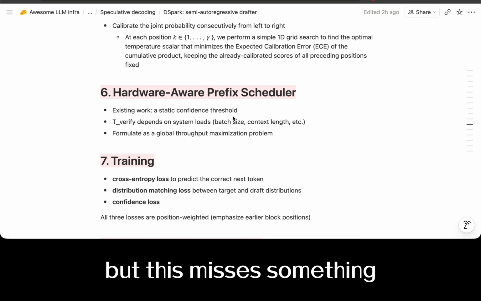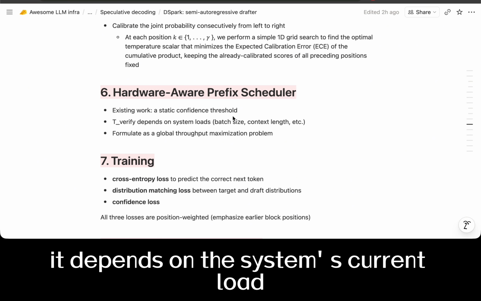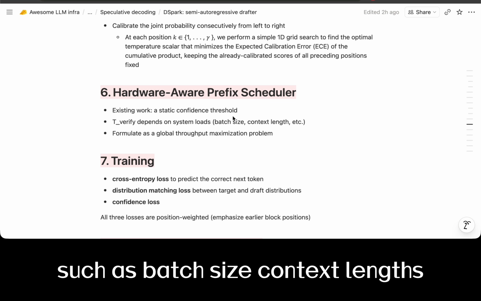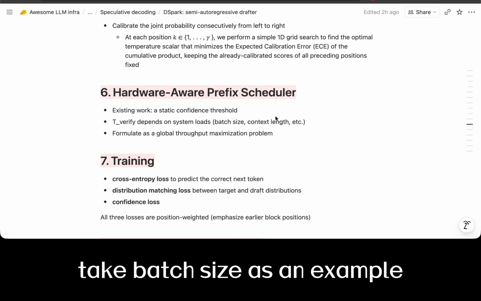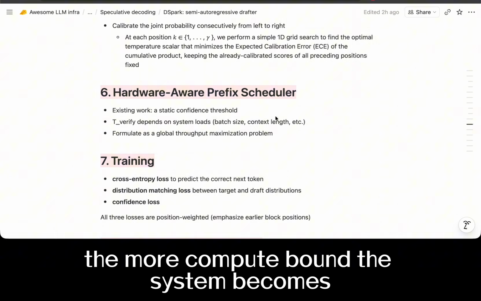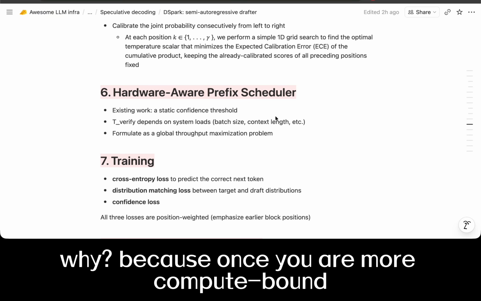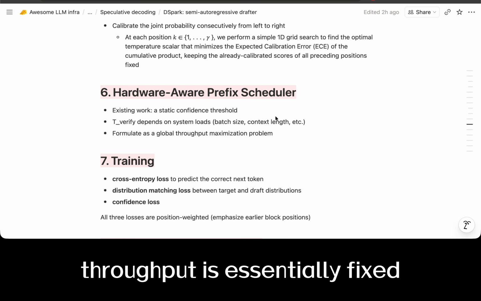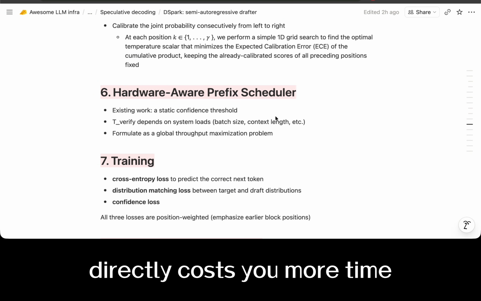But this misses something. The cost of verifying a token isn't constant. It depends on the system's current load, such as batch size and context length, and those will affect your verification overhead. Take batch size as an example. The larger it is, the more compute bound the system becomes, and the worse the verification gets. Why? Because once you are more compute bound, throughput is essentially fixed. So every extra token you verify directly costs you more time.